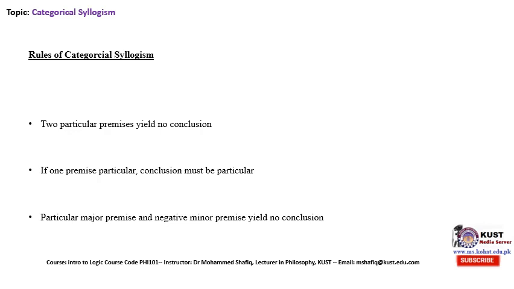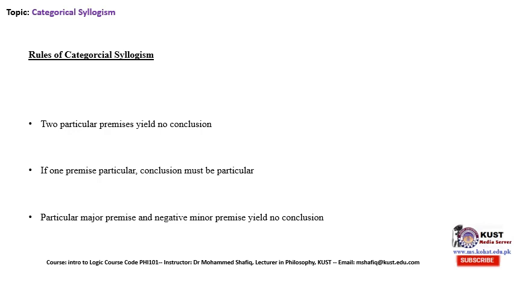A general premise or a general proposition talks about the whole class, while the particular premise or particular proposition talks about some members of the class. Hence it's called a particular proposition. So if both of the premises are particular, for example, if I say Ali is intelligent, that's a particular premise. And then I say Ahmad is intelligent, that's again a particular premise.